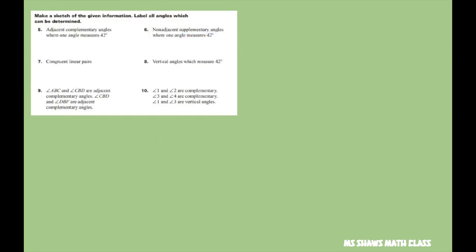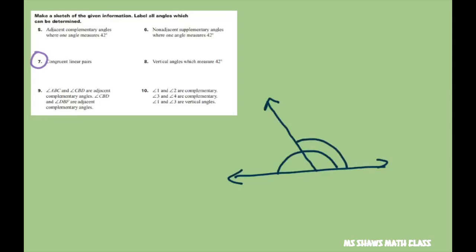Okay, number 7, we're doing congruent linear pairs. So you could draw something like this. Let's draw a line here and draw some line like that. So these would be your linear pairs, and this would be congruent like that. All right. And then another way would be, you could draw it this way. And so there would be like that. All right.